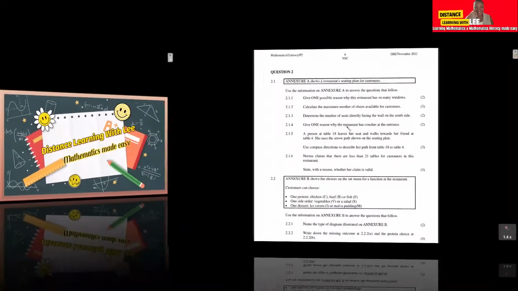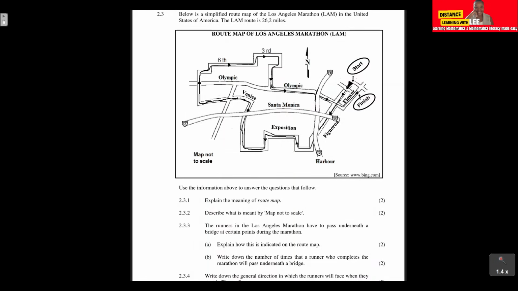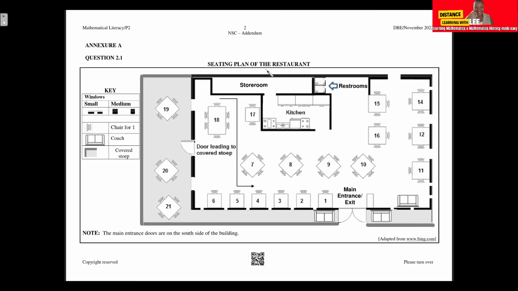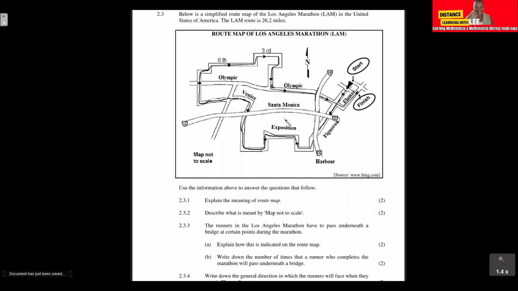Like I mentioned, guys, in today's video tutorial, we're going to be having a look at question 2.1, question 2.2, as well as question 2.3. Okay, in question 2.1, guys, we're just going to be analyzing this floor plan of a restaurant that is given to us to help us answer questions that are given to us, right? In question 2.2, we're going to be using this tree diagram to answer probability questions, and in question 2.3, we're going to just be using this roadmap to help us answer questions that are given to us. Okay, so let's get started.